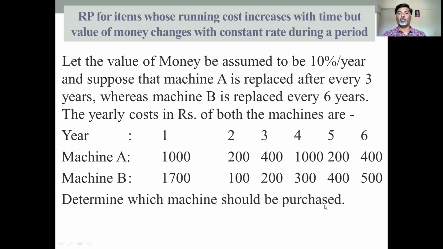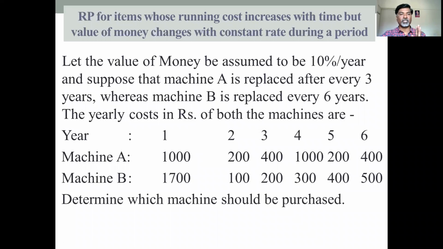Determine which machine should be purchased. So in this case, you have been asked to suggest whether you have to purchase machine A or machine B, because they have given the maintenance cost per year for machine A and machine B. Also, they have given that the value of money, that is scrap value, will be 10% per year. So in that case, how to calculate?